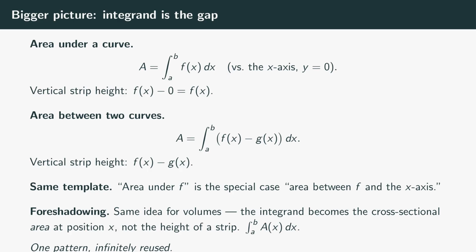Next episode, we compute volumes by slicing a 3D region with parallel planes. The cross-sectional shape at position x has some area, A of x, and the volume is the integral from a to b of A of x dx. Same template: measure of the slice at position x, integrated. The conceptual jump is recognizing that the measure of the slice is whatever quantity is geometrically natural: a length for areas, an area for volumes, and later an arc-length differential for surface areas. The integrand always tells you the answer to what's the infinitesimal contribution at position x. One pattern, infinitely reused. That's calculus.